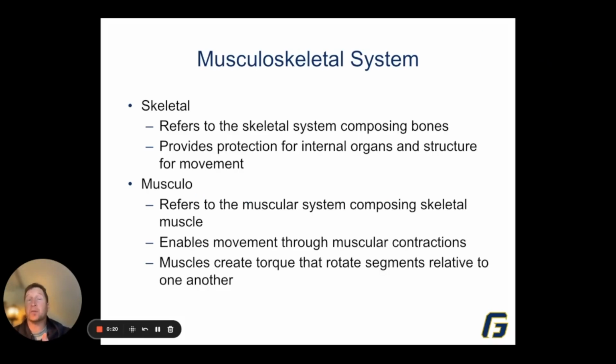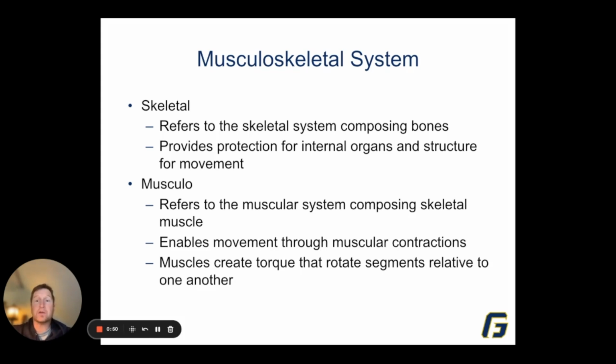From a skeletal standpoint, obviously we're referring to your skeleton, which is comprised of all the different bones within your body. They provide a couple of different major things, not only protecting all your internal organs, but also creating the structure or the rigid components by which we actually move. So how do we move those bones? Since they're just a passive, rigid structure, that is the musculo portion of the musculoskeletal system.